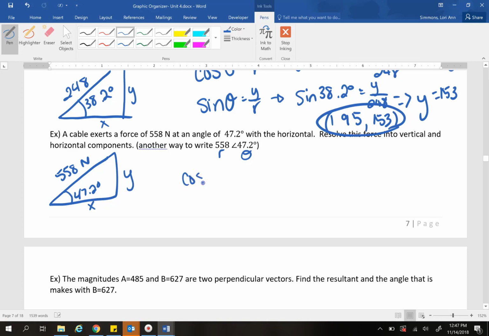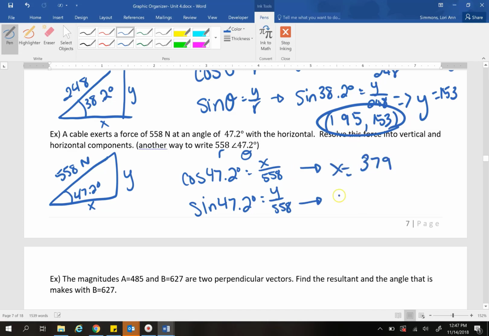So cosine of 47.2 is equal to x over your r. And then sine of 47.2 is equal to y over your r. So when you solve, you get x equaling 379 and y equaling 409.